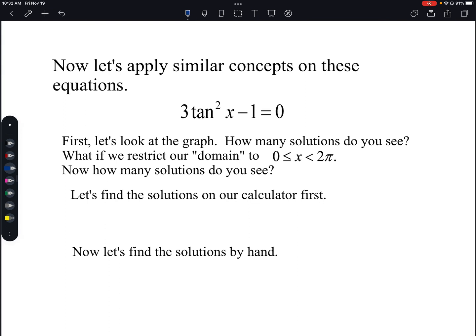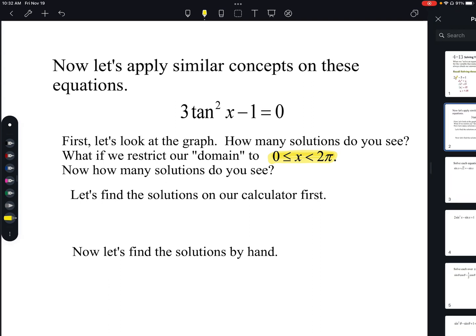Okay, so the first one we're going to look at is 3 times the tangent of x squared minus 1 equals 0. So we're thinking about this one, we're going to solve it. Okay, so the first thing we're going to do here is we're going to look at its graph, okay? So I'm going to kind of show you on the calculator, when we're looking at the graph, what it looks like, and we're going to solve it over the domain from 0 to 2 pi. Okay, so let's look and see what we've got here.